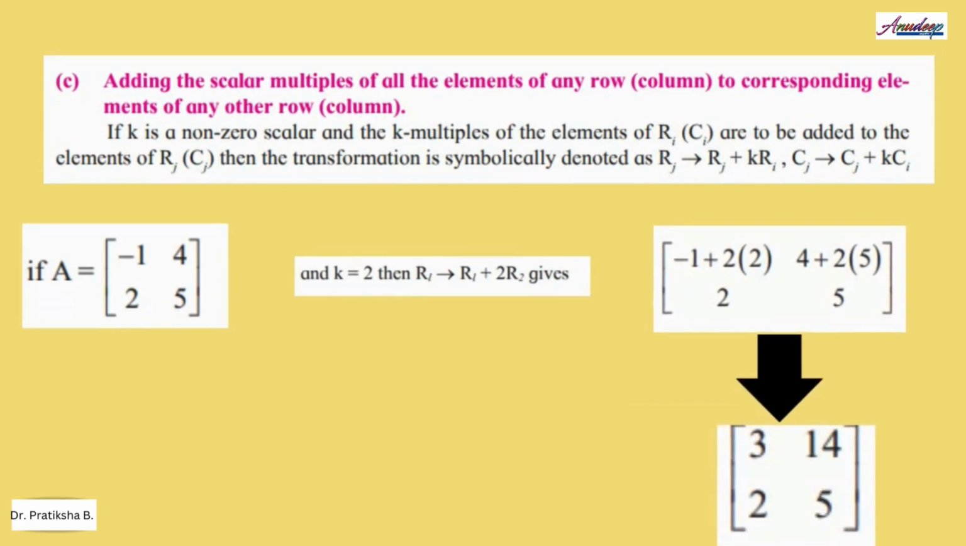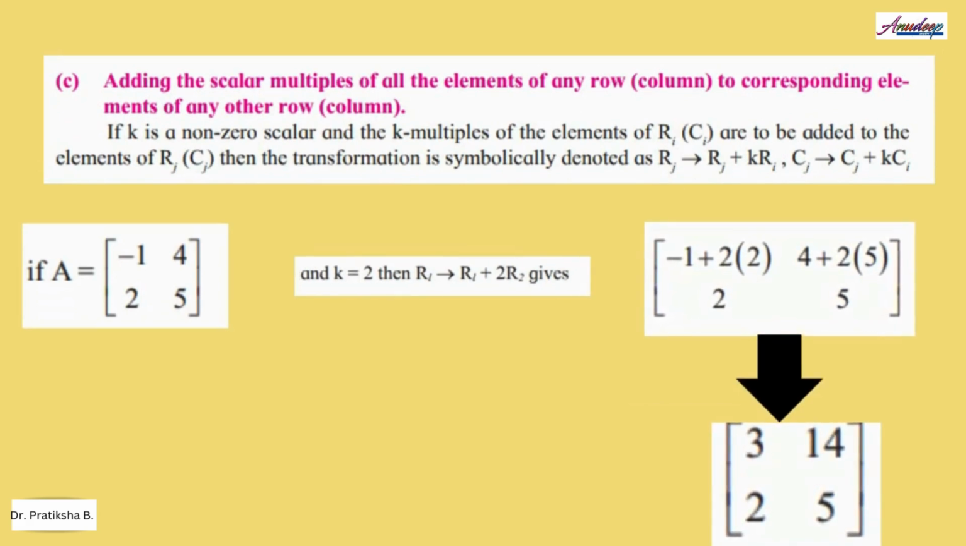Now the third way to perform transformation in the matrices is adding the scalar multiples of all the elements of any row or a column to the corresponding element of any other row or column. So what we are doing, we are not just multiplying by a scalar a particular row, but at the same time we are adding those elements to a different row to get all together a different element. As you can see on the screen here, k is 2 and we are performing the operation R1 changes to R1 plus 2 times R2.